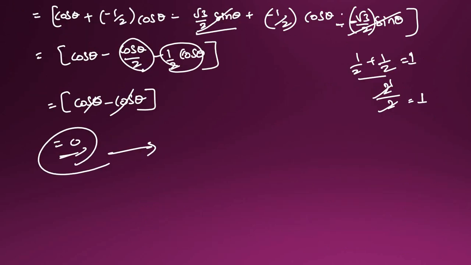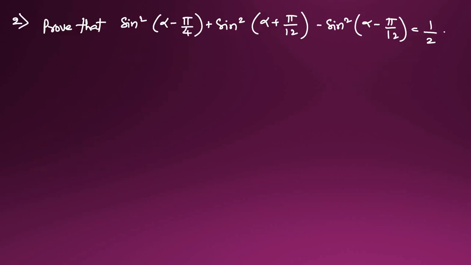Now moving to the next question, the second one. Now the second question is here: prove that sine square alpha minus pi by 4, sine square alpha plus pi by 12, minus sine square alpha minus pi by 12 is given here, is equal to 1 by 2. We have to show or prove this, and the solution will come like this.